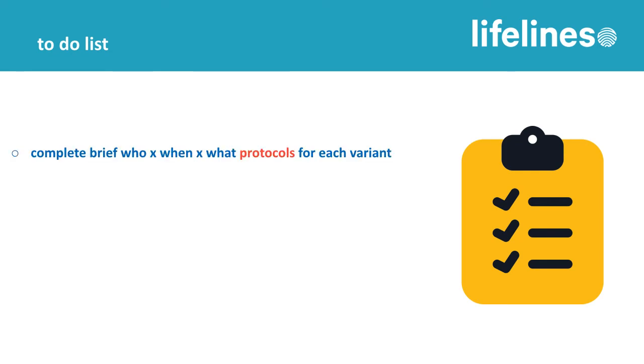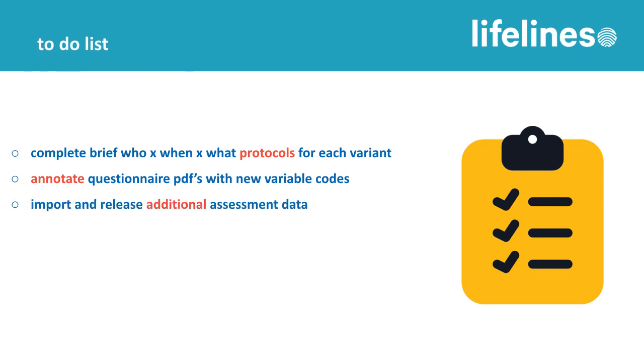We really want to complete all these short, brief, renewed protocols for each variant. We are well underway, but we definitely miss some still, so we're working on that. We have not yet annotated our questionnaire PDFs with the new code, so if you look at the PDFs, you'd still get the old code, and then you would have to go to the table with the translation to the new variable name, and we want to improve on that.